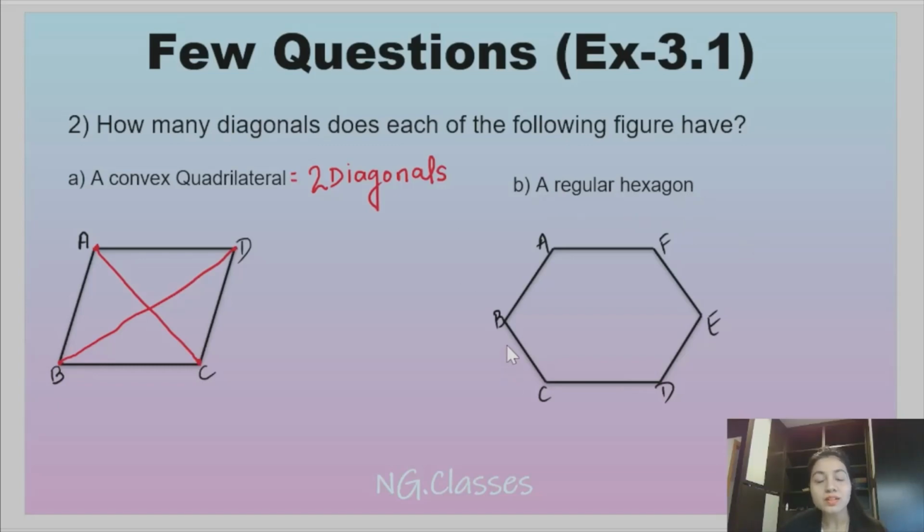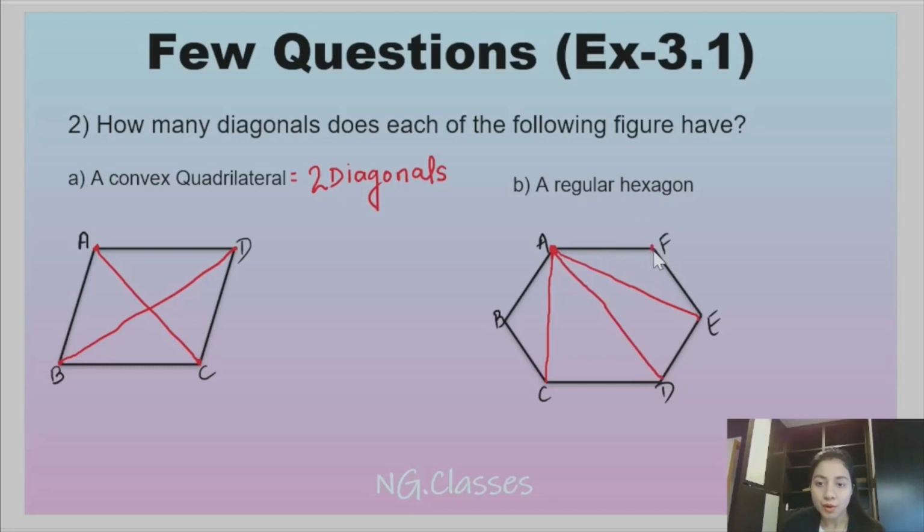Now here also we'll draw diagonals and check how many diagonals we are getting. So start drawing. Suppose I'm starting from point A and joining all the non-consecutive vertices of A. So I can join A with C. Then I can join A with E. And also I can join A with D. So these three are diagonals.